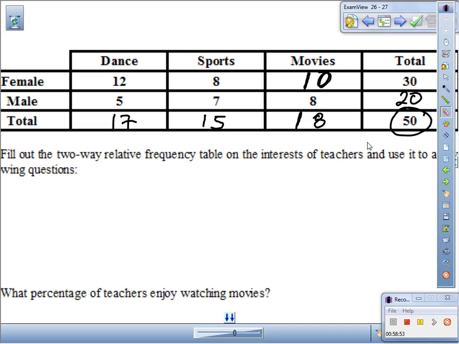Focus, please. Now, on your home plate, when I picked this study guide out, some of you did not do this next part. It says, fill out a two-way relative frequency table. Is this a two-way relative frequency table? No, this is a frequency table, which means we need to do another one just like it.